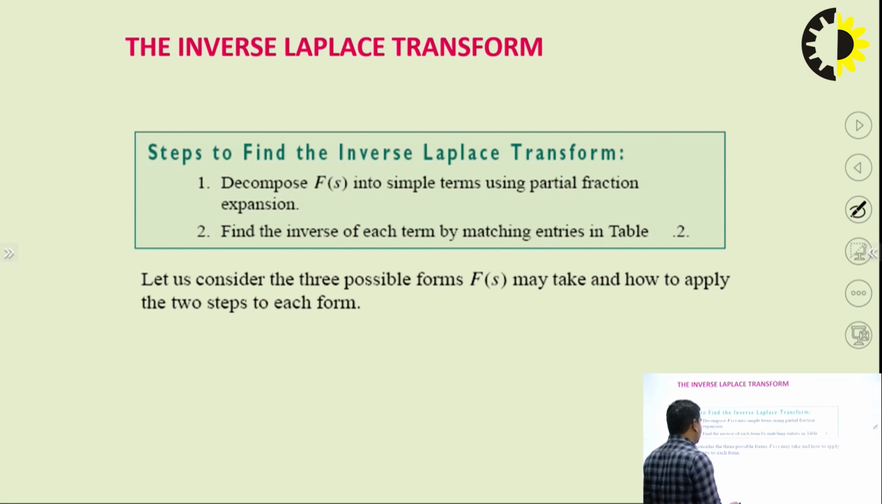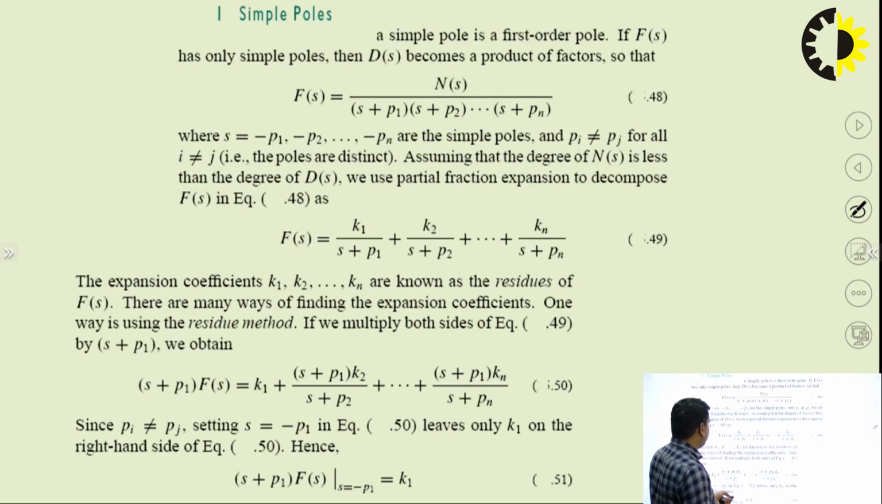Here we are converting from frequency to time domain. Okay, we are going in the reverse direction. To find the inverse Laplace, we are going to use partial fractions. So we need to know some partial fraction methods. The first is the simple pole method.